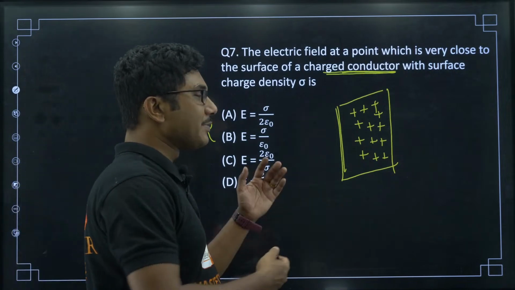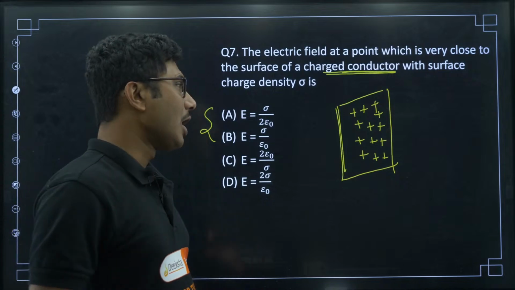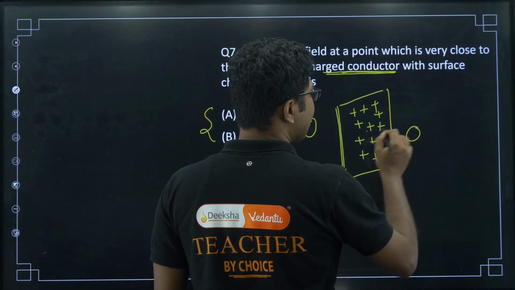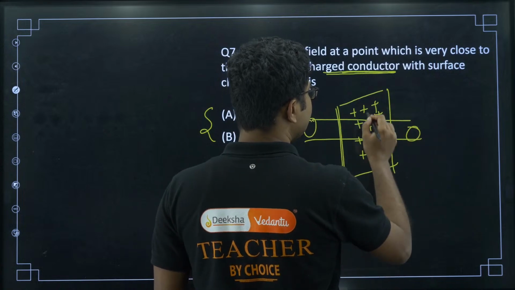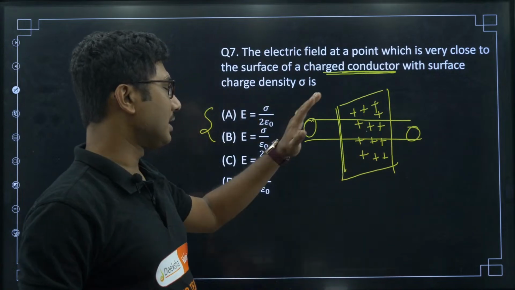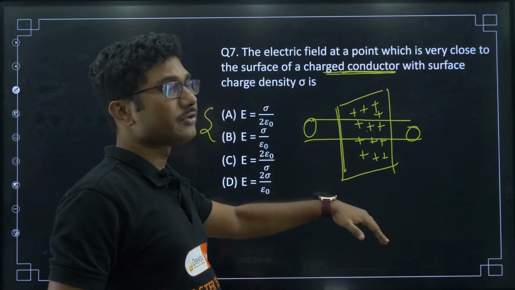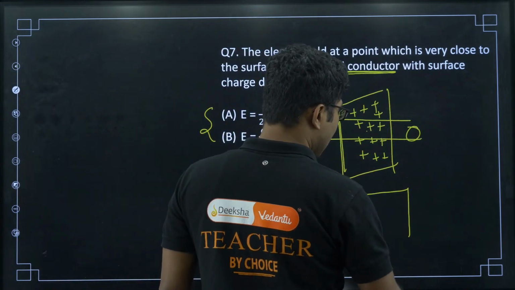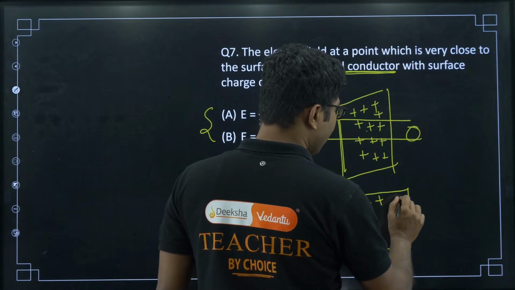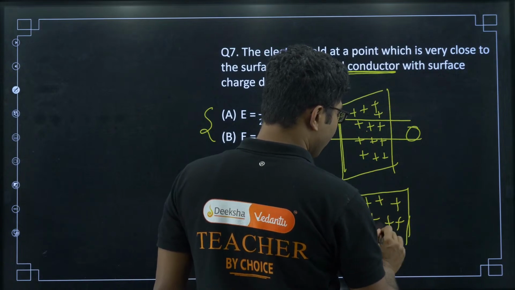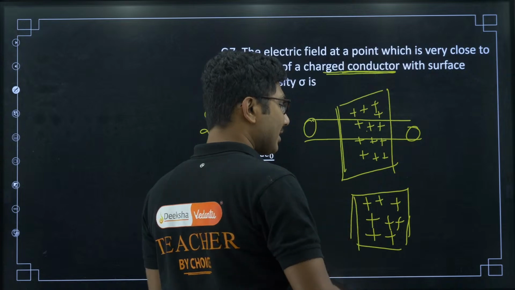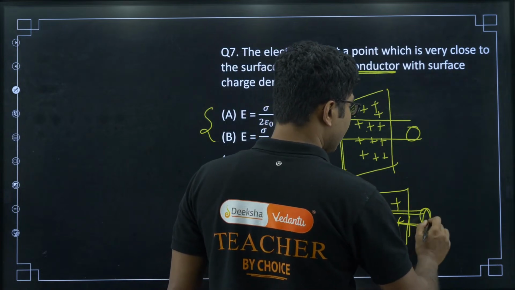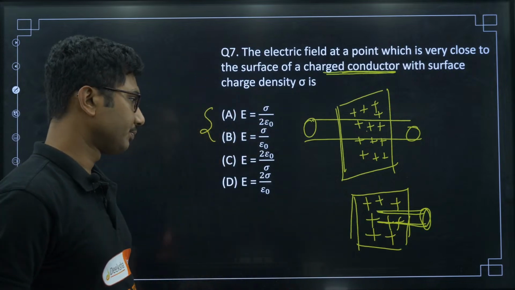Now, what is the difference between conductor and non-conductor? A conductor can have charge on this side as well as this side, because it is a conductor. Some charge will reside on this surface, some on the other surface. But if it is a non-conductor, then it will have charges only on one surface, whichever is the charged surface. So, only on that side you will calculate the electric field. That is the difference.